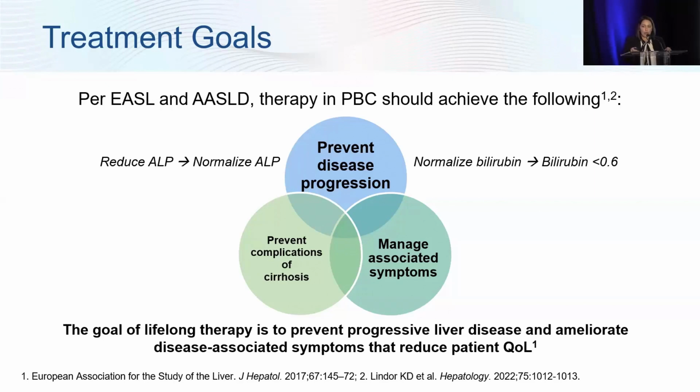Most of us are aware that there's been a mainstay to reduce the alkaline phosphatase, and hopefully I'm going to convince you that we're going to move more towards the ultimate goal of normalizing alkaline phosphatase, as well as normalizing bilirubin, or even further than that, reducing the bilirubin as low as possible. I think it's important when you diagnose a patient with PBC to remind them that this is a chronic, lifelong disease. And so you're going to be working with them indefinitely to provide lifelong therapy to prevent the progression and hopefully ameliorate disease-associated symptoms, ultimately improving their quality of life.